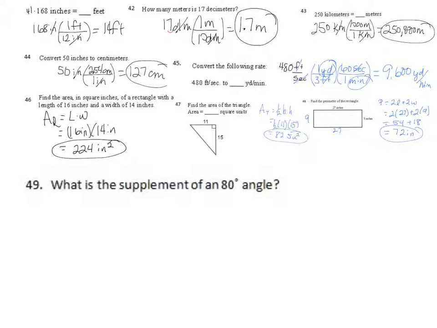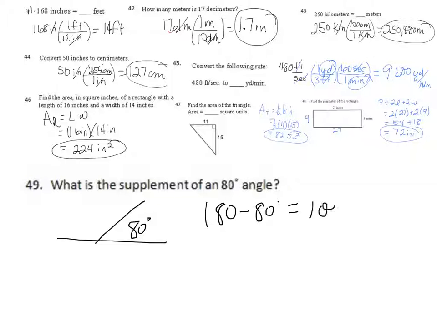Now, by the time I got to number 49, when I was making this review, I was getting kind of tired, and so I should have typed or constructed a diagram, but I was lazy. This is what's on the test. There's a diagram so you can see it. So the supplement of an 80-degree angle would be 180 minus 80, which is 100.